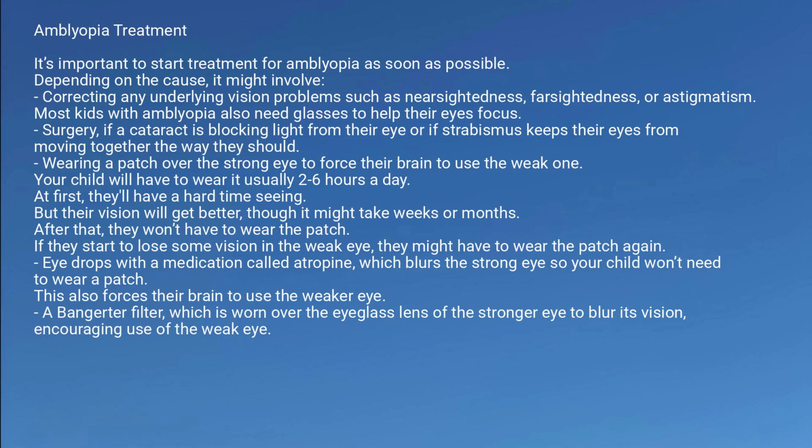Amblyopia treatment. It's important to start treatment for amblyopia as soon as possible. Depending on the cause, it might involve correcting any underlying vision problems such as nearsightedness, farsightedness, or astigmatism. Most kids with amblyopia also need glasses to help their eyes focus. Surgery, if a cataract is blocking light from their eye or if strabismus keeps their eyes from moving together the way they should. Wearing a patch over the strong eye to force their brain to use the weak one.